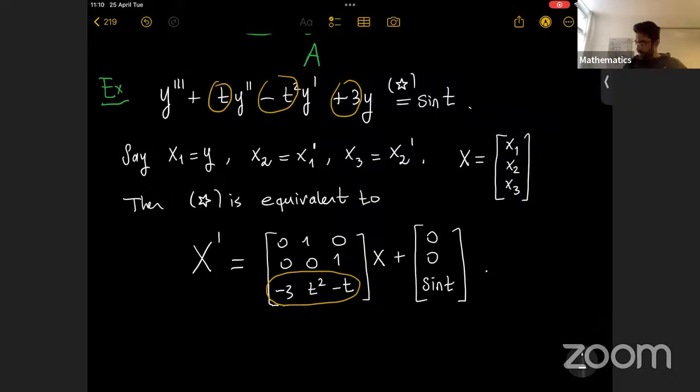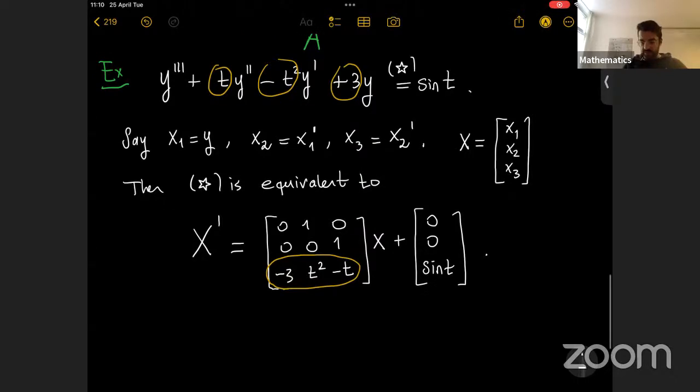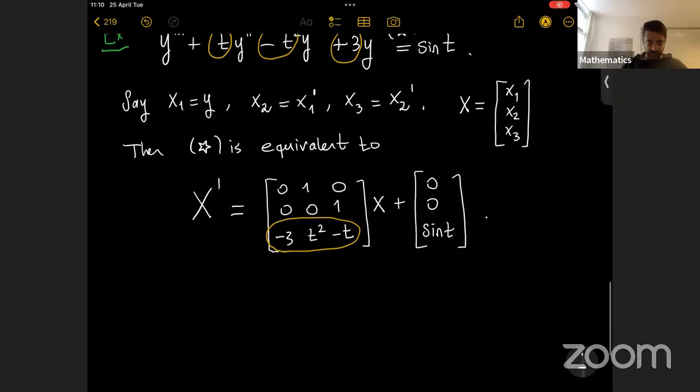We always choose x1 as y and x2 as the derivative of x1 and so on. Okay. Later we will talk about the solution, but let's not go into that part now. So let's talk about the solution in the general case.